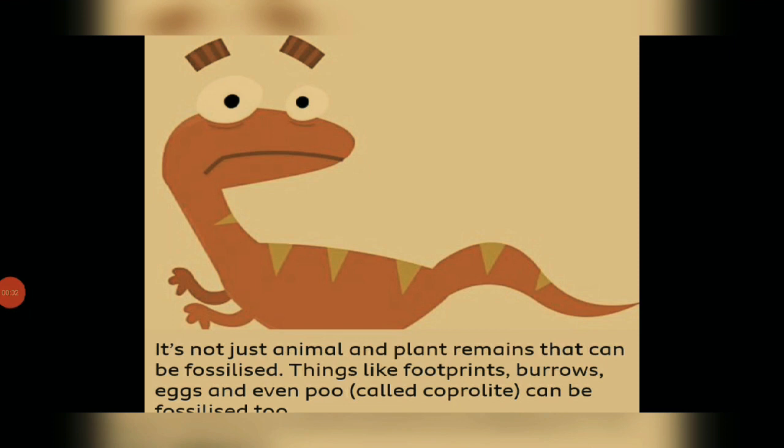This dinosaur is very cute, and it says that it's not just animal and plant remains that can be fossilized. Their footprints, as I already told in the third slide. Not only animals and plants but also their traces and body parts become fossilized, like footprints, burrows, eggs and poo, called coprolites in the case of vertebrates, that is, the excreta of animals.